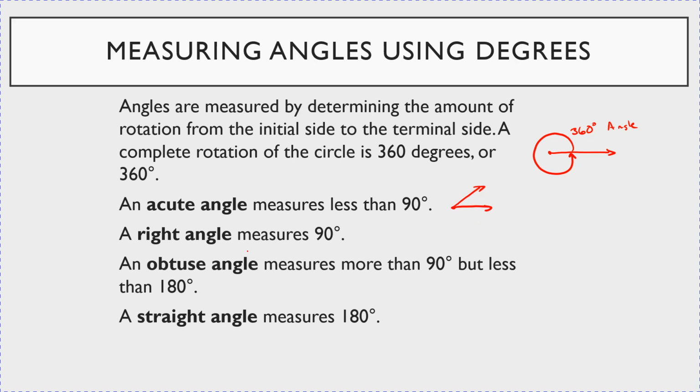Okay. A right angle measures 90 degrees. So something like this, and you'll commonly see that little symbol there to represent a right angle. An obtuse angle measures more than 90 degrees, but less than 180 degrees. So it might be something like this.